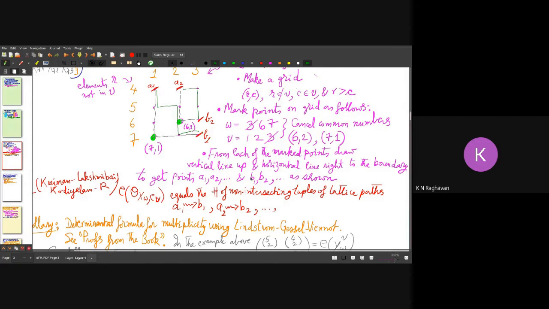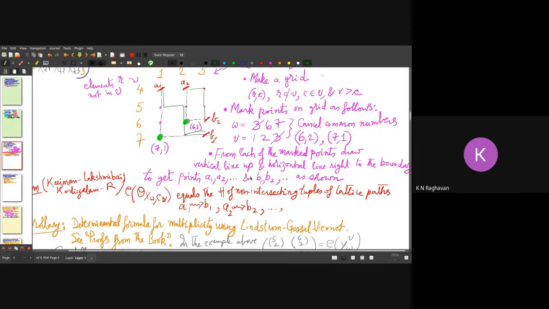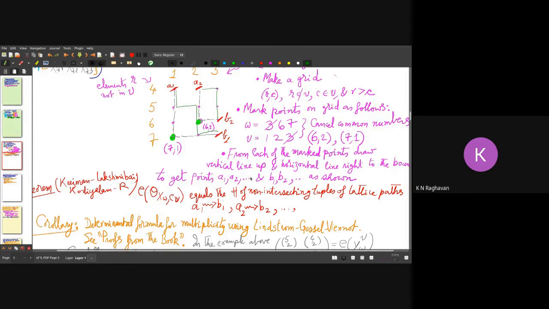Okay. I hope the thing is clear. If there are any questions, is this clear, the procedure for multiplicity? If there are questions, I can answer. Okay.